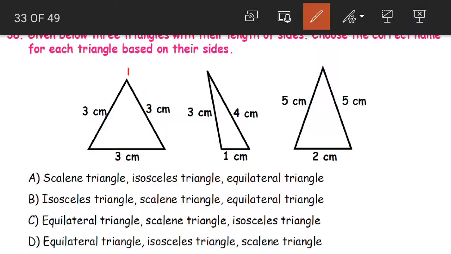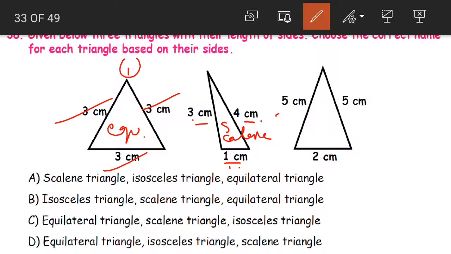Now let us look at the given triangles. The first one, 3 centimeters, 3 centimeters, 3 centimeters. All the three sides here are equal. So what will it be called? Equilateral triangle. Now coming to the second one, 3, 4, 1. Yes, 3 centimeters, 4 centimeters and 1 centimeter. All the three are different. So what will this be called, children? Scalene triangle. Yes, all the three are different.